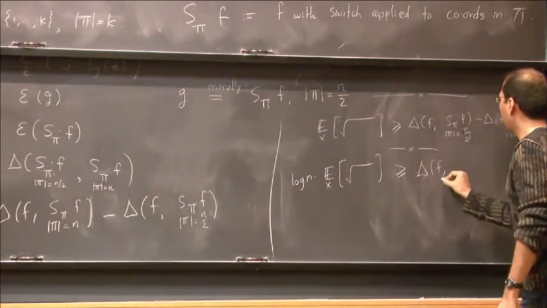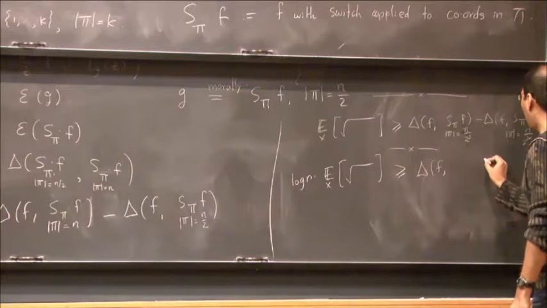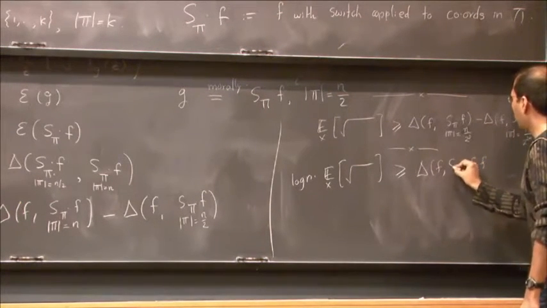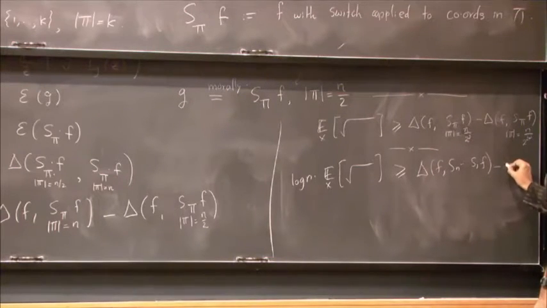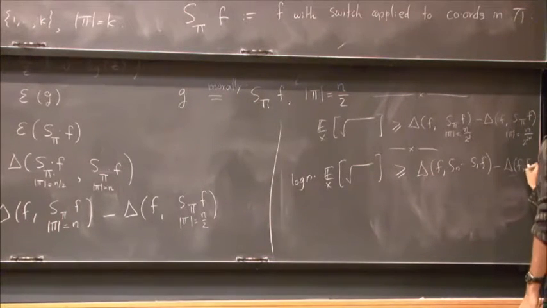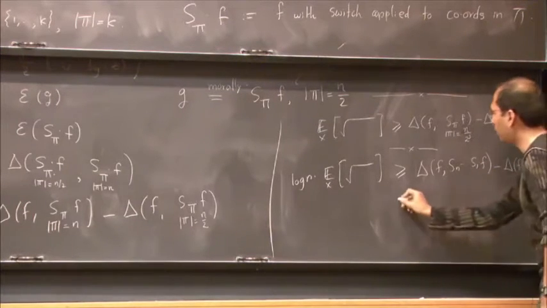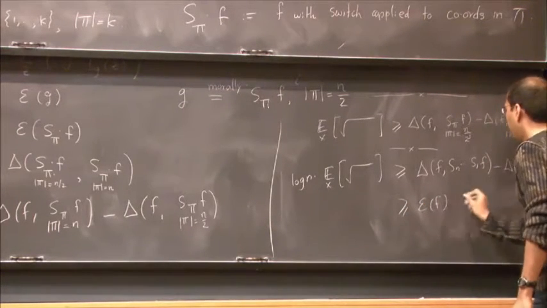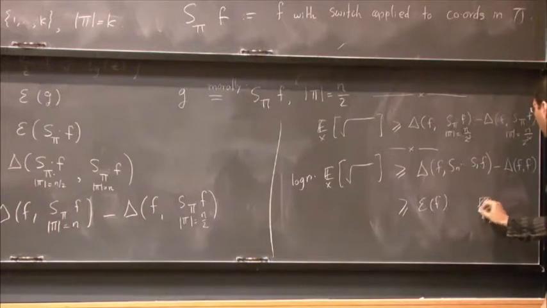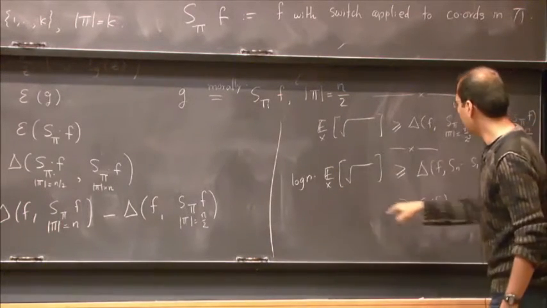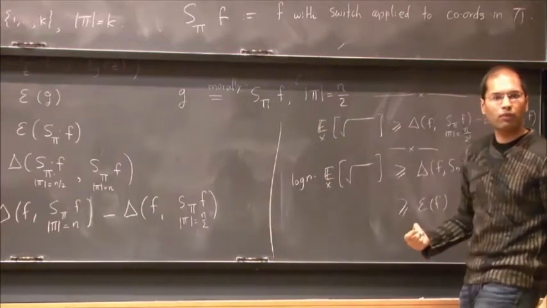The first term is the distance of f from the monotone function, which is all the switches applied, minus the last term, which would be the distance of f from itself, because I don't apply any switch whatsoever. So this is 0, and this is at least epsilon of f, because this function is monotone. And then whatever you want is at least epsilon of f, but you lose a log factor.